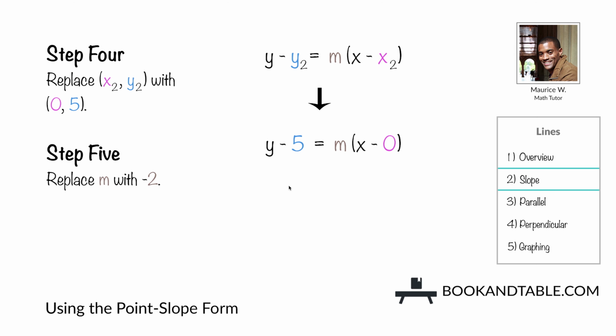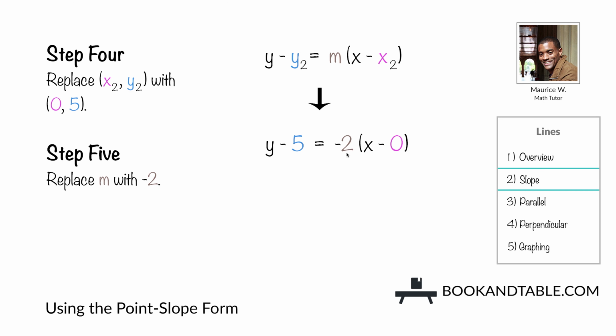So if we go back to step 4, now we'll use x2 and y2. You can plug in 0 here or 5 here. Now I'm showing you both. If you were asked this question, you would do one or the other. Unless your instructor tells you to do both, you could use the first point or the second point and you'll still wind up with negative 2x plus 5. So here's step 4. We plug in 0 for x2 and 5 for y2.